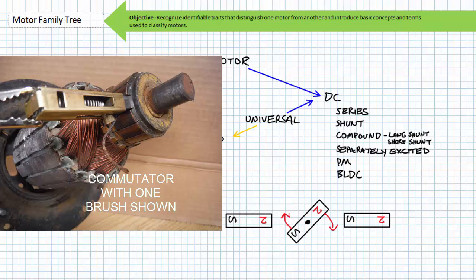The commutator is sectioned off between conductive and non-conductive portions and looks totally different than the slip ring we saw on the synchronous and wound rotor induction motors. Those slip rings were a smooth, single connection regardless of rotational position. The commutator is very plainly divided. The commutator purposely makes DC change which winding it's going through depending on rotational position.